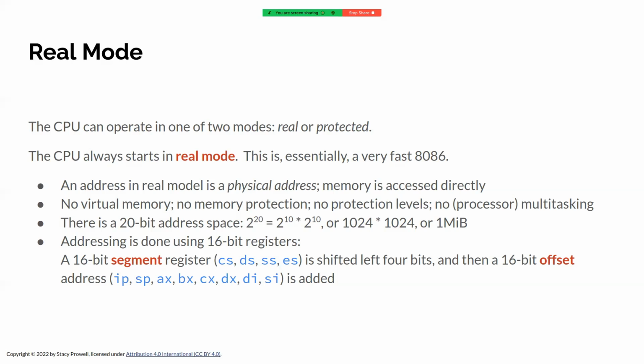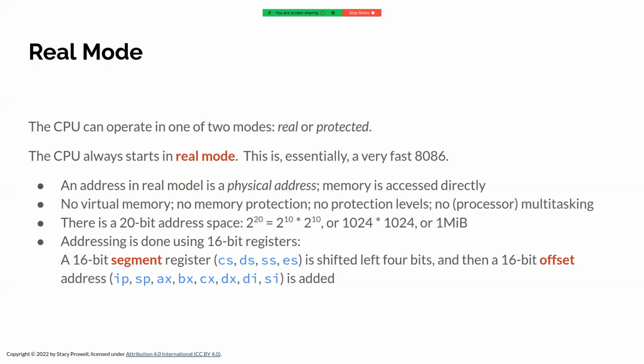Addressing is done using 16-bit registers. Well, wait, you might say, 16 bits is not 20 bits. How do I get a complete address? That's where segment registers finally come into play. A 16-bit segment register is combined with a 16-bit offset register. And you may say, well, wait, that's 32 bits. Why is it just 20? Well, the segment register is shifted left by 4 bits, and then the offset register is added to it. So if you take the 16-bit register and shift it left 4 bits, you have a 20-bit address space that you can address.